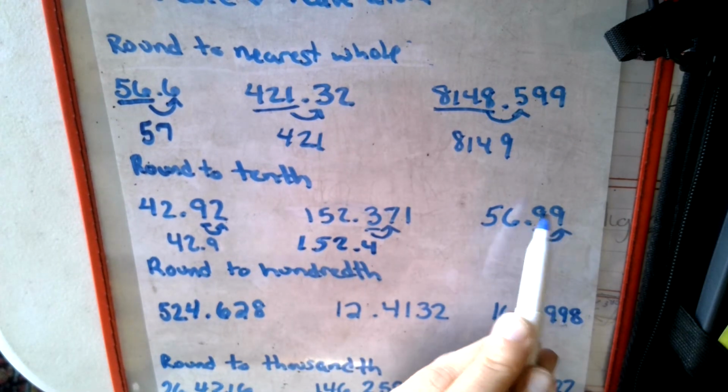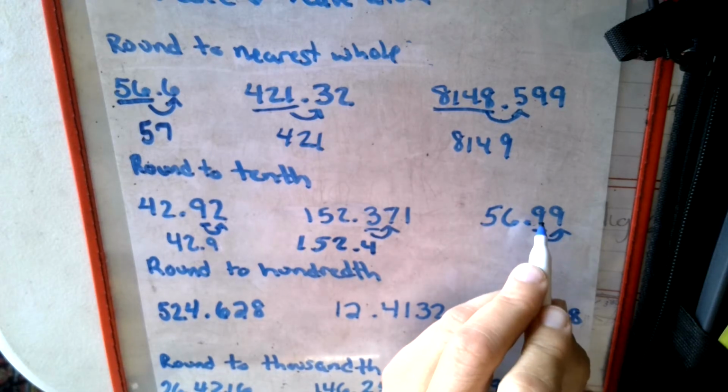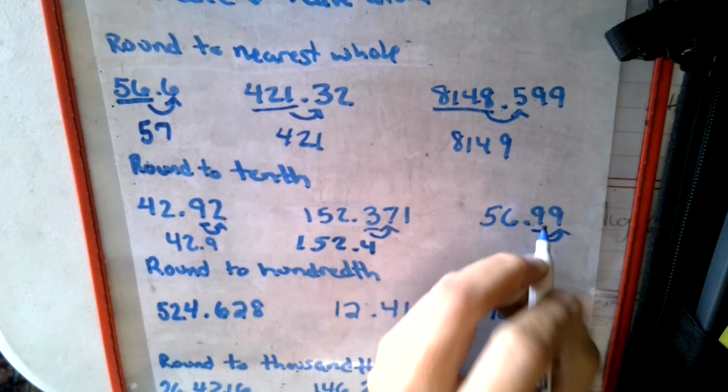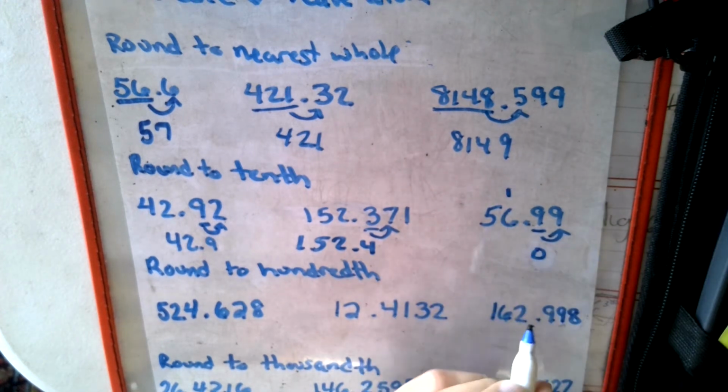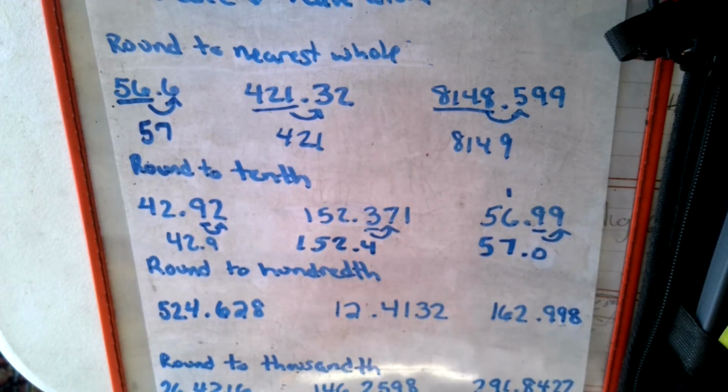9 looks to the 9. This is where it gets tricky. 9 looks to the 9, and the 9 says, make me bigger. But we can't put 2 digits like this in for it. So what we do is 9 becomes a 10, and we carry the 1, just like we do in normal math. So that becomes 57 decimal point 0.